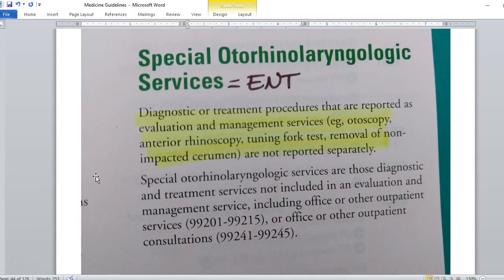Okay, so we have to keep that in mind. The second we start using instrumentation, that's a little bit different. Okay, so those are special otorhinolaryngologic services, those diagnostic and treatment services not included in evaluation and management services, including office or other outpatient services or consultations. So again, we have to remember we can pair these with an evaluation and management code.